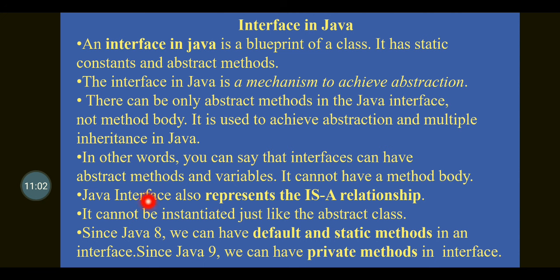A Java interface also represents the IS-A relationship, the same as inheritance. It cannot be instantiated, like an abstract class. Since Java 8, it is possible to have default and static methods in an interface, and since Java 9, we can have private methods also in the interface.